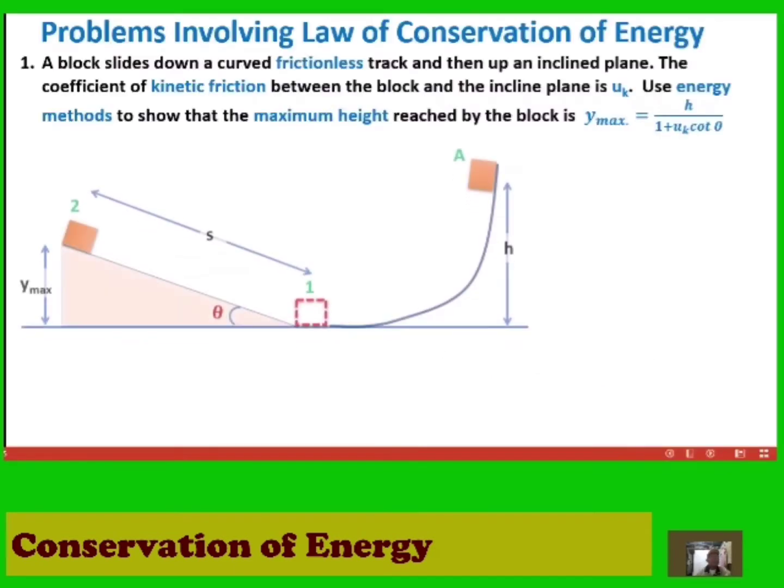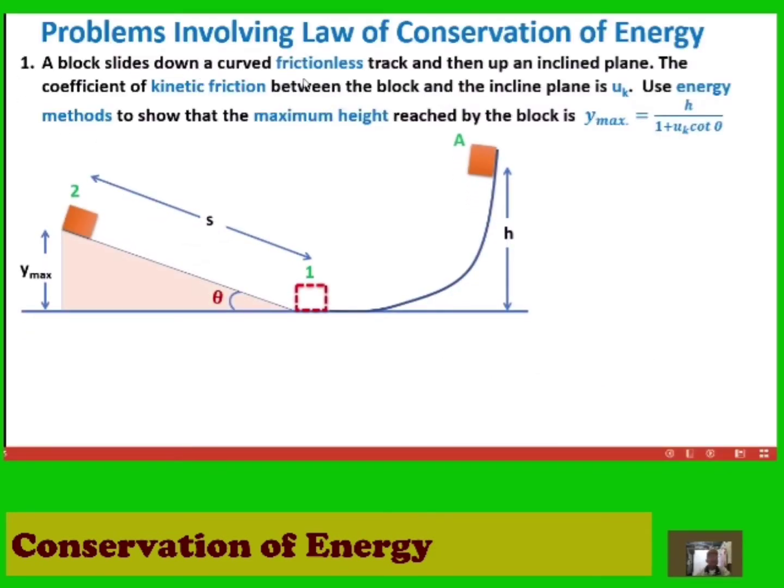For example, a block slides down a curved frictionless track and then up an inclined plane. The coefficient of kinetic friction between the block and the inclined plane is mu sub k. Use energy methods to show that the maximum height reached by the block, y maximum, is equal to h over 1 plus mu sub k times cotangent theta.